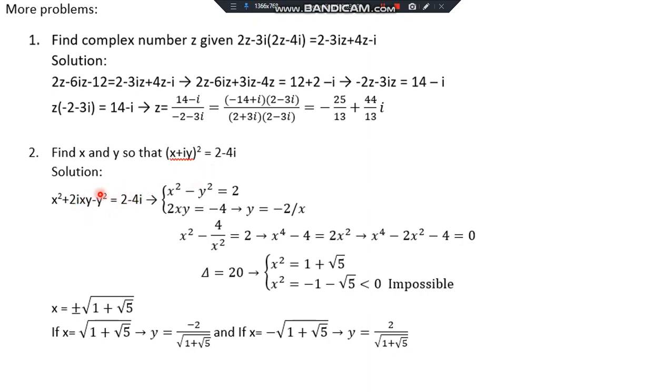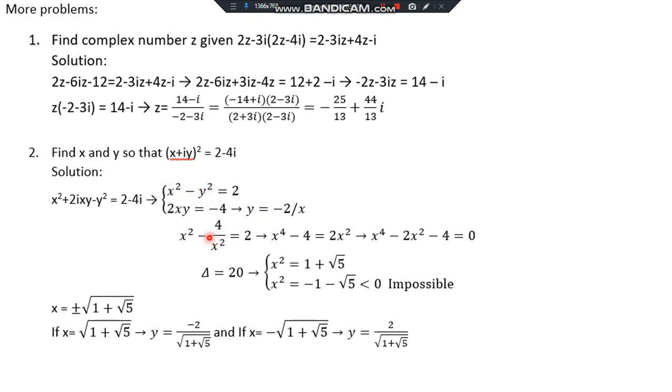Two complex numbers are equal when their real parts are equal and imaginary parts are equal. The real part: x squared minus y squared equals 0, and the imaginary part: 2xy equals minus 4. So here we have a system of equations. You can write y in terms of x or x in terms of y. y is minus 2 over x, and we replace it up here.